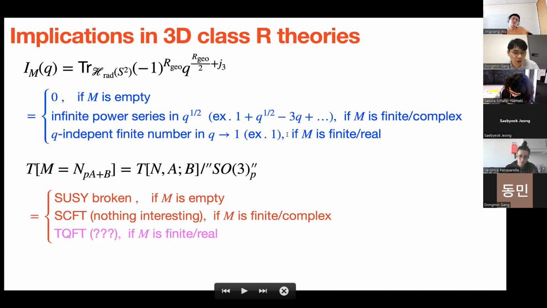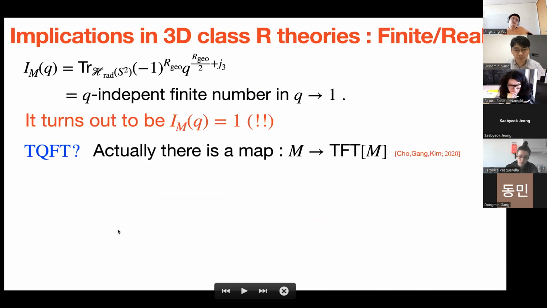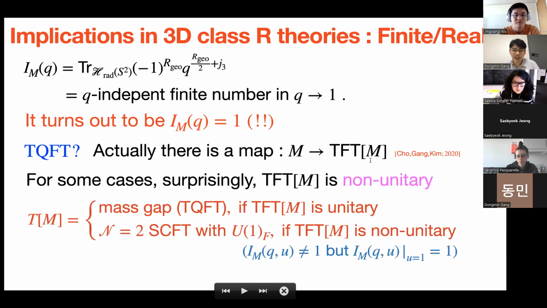And in the finite and real case, the 3D index becomes Q independent, and this seems to be a signal that this theory actually flows to a TQFT. So in this paper, we studied this type of 3-manifold, for which, in the finite and real case, we can actually construct a TQFT associated with the 3-manifold. But one non-trivial thing is that in some cases, this TQFT turns out to be non-unitary.